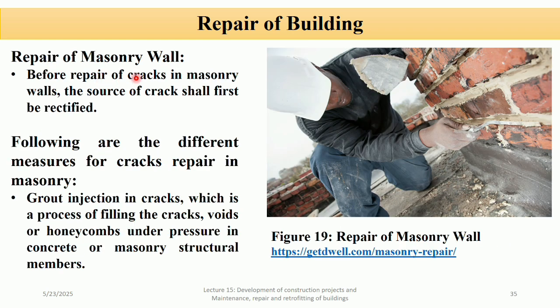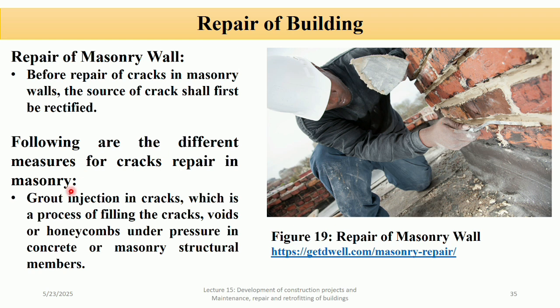Repair of masonry wall. When masonry walls develop cracks, it is essential to first identify and fix the root cause, such as settlement, thermal expansion, moisture issues, or structural movement. After that, appropriate repair techniques are used to restore strength and appearance. The following are the different measures for crack repair in masonry. The first one is grout injection. It is a process of injecting a fluid grout mixture into cracks, voids, or honeycombs under pressure.